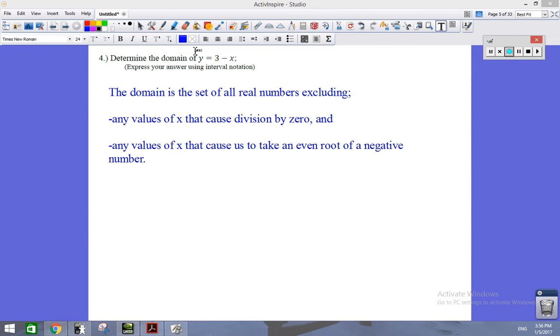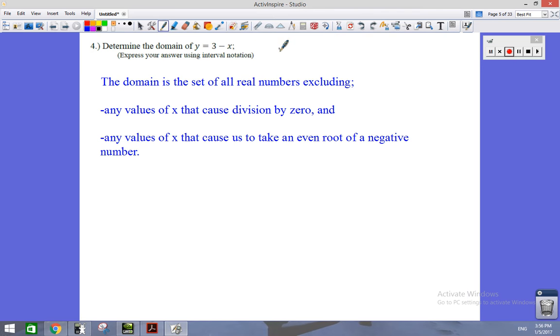So the domain is that default answer. The domain is all real numbers. In interval notation, we write this as negative infinity to infinity. We never have brackets around our infinity symbols. It's always a parenthesis. So this describes the set of all real numbers. All right, so let's go ahead and do the next one.